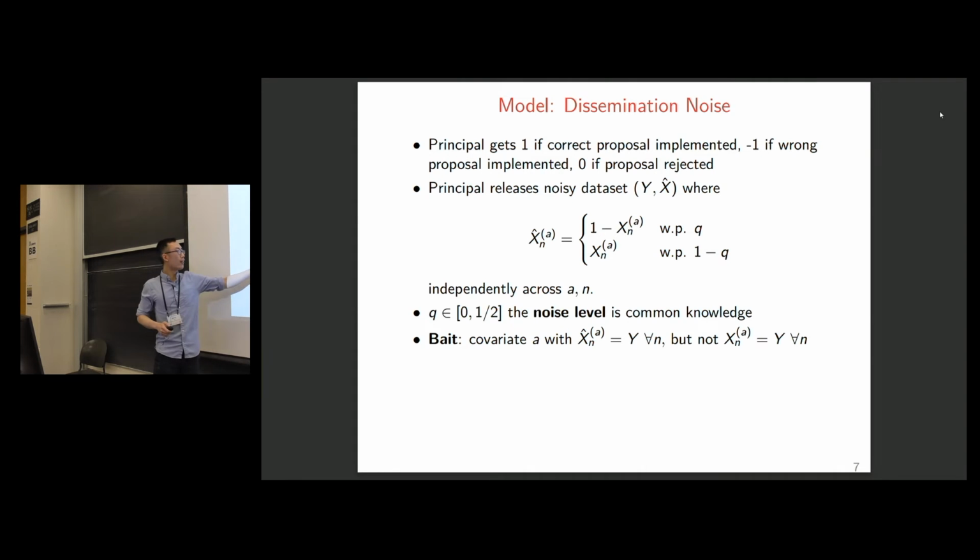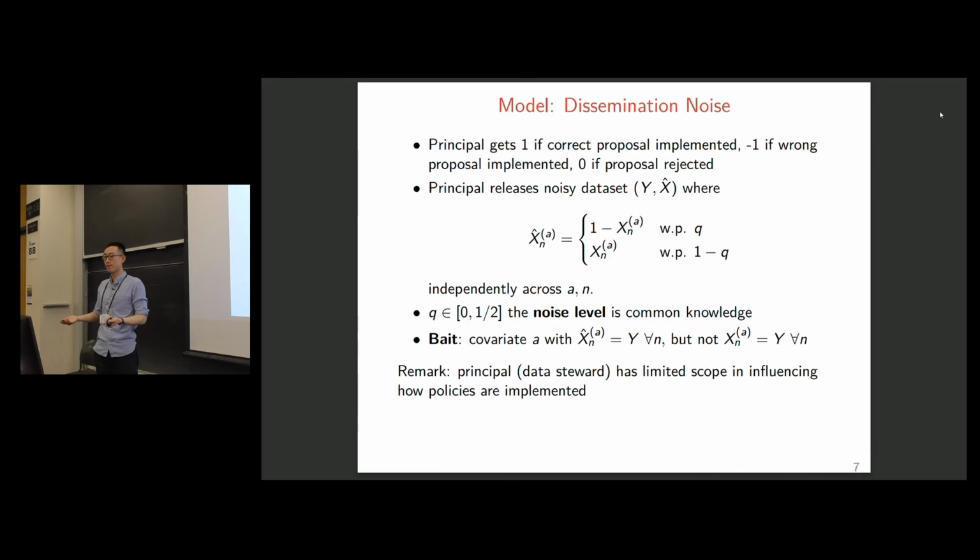So in the context of this world, what's a bait? A bait is a covariate where, in the noisy data set, notice the hat, this covariate A is exactly, perfectly correlated with the outcome. But this is not true in the original data set. That's what a bait is. By how the policymaker will be implementing these policies, if someone proposes a bait, it would not be implemented because you would look in the original data set and say, hey, look, it doesn't match in every observation, so we should not implement this.